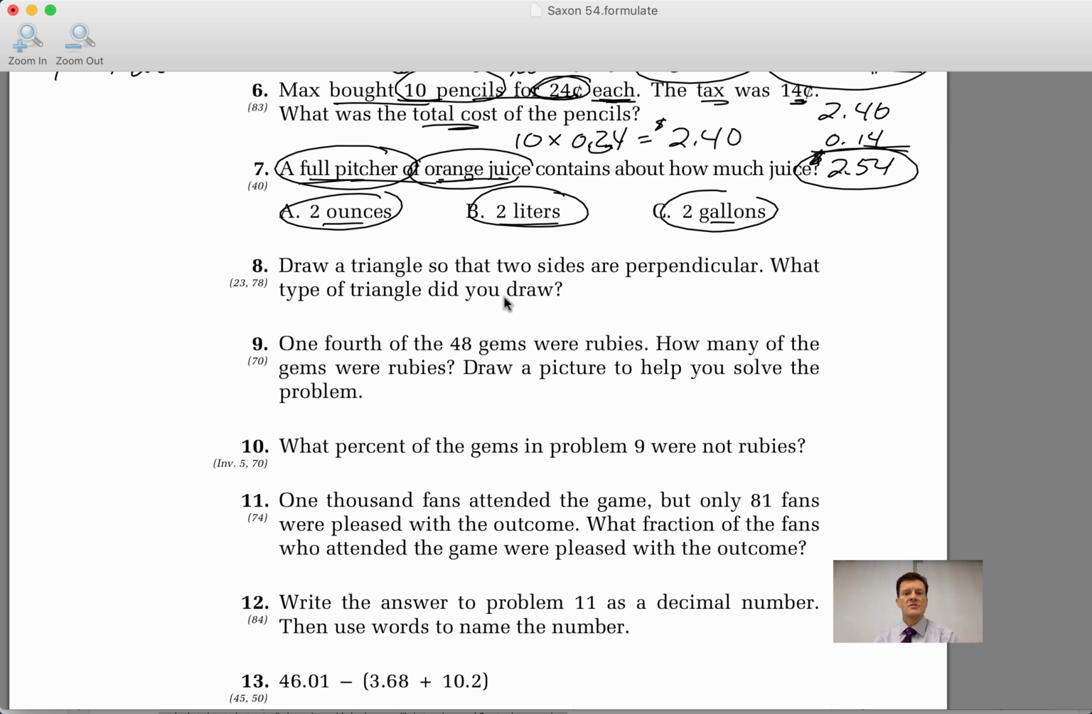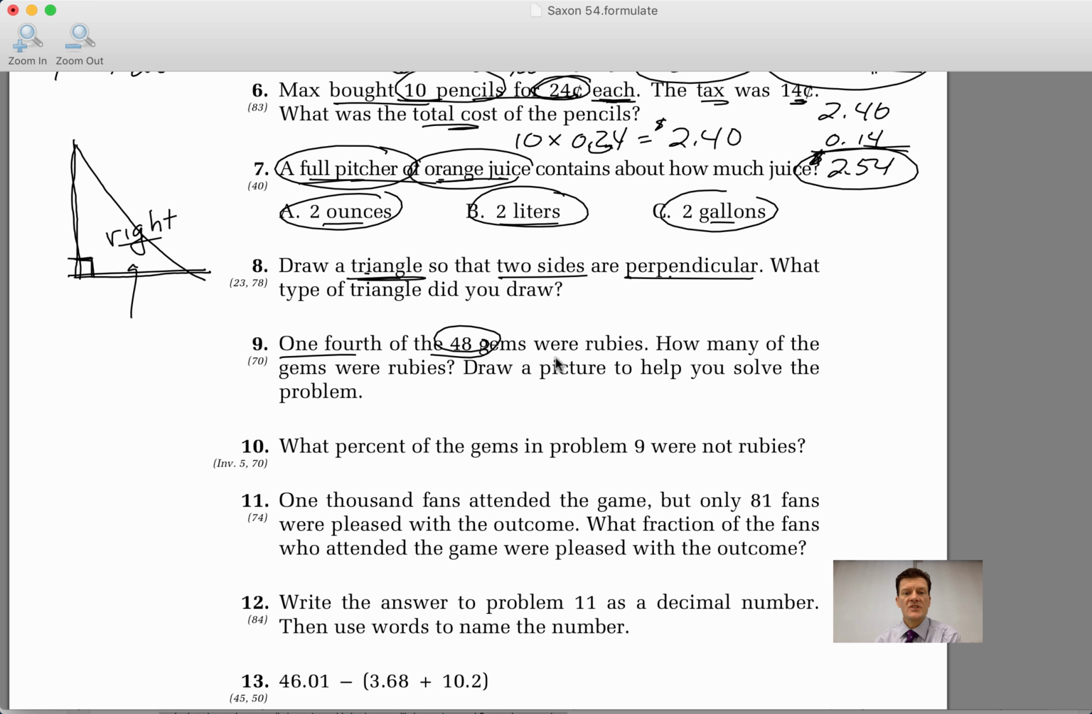Number 8, draw a triangle so that 2 sides are perpendicular. What type of triangle did you draw? If you have 2 sides that are perpendicular, that always forms a right angle. I put a box there, so this would be a right triangle.